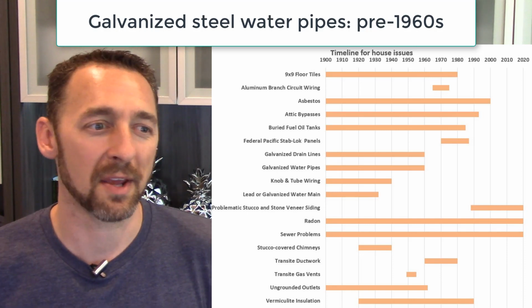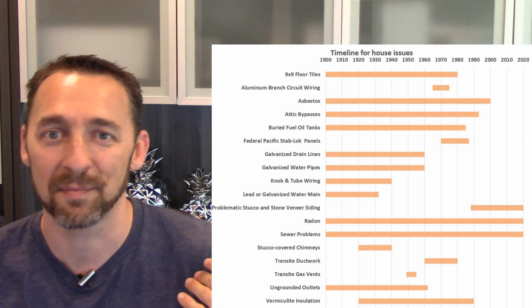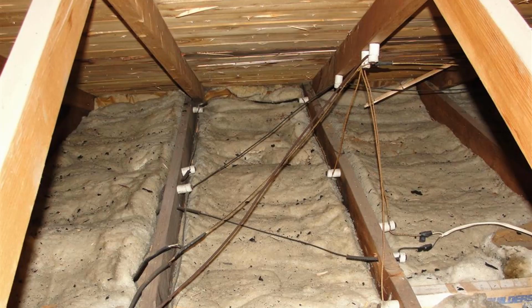That's why it matters if you have these things. All right, I said I wasn't going to explain the why, but I can't help myself. Next is knob and tube wiring.